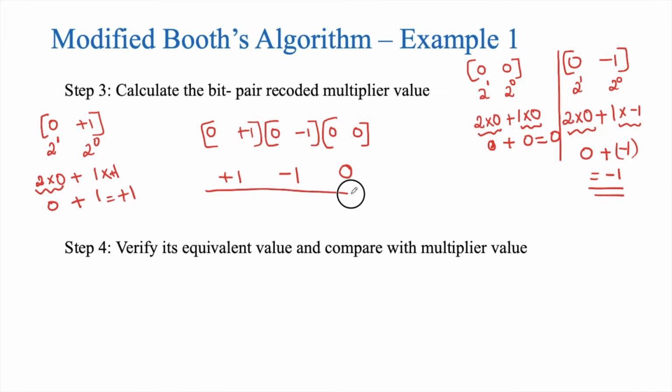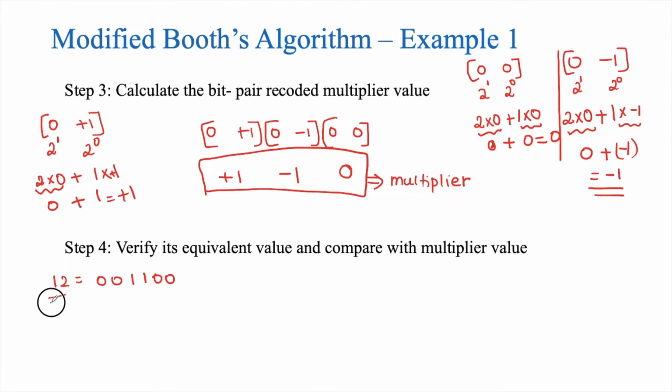So therefore plus 1 minus 1 0 is now the multiplier value, which is nothing but the bit pair recoded equivalent of the original multiplier. Now we have to check whether this plus 1 minus 1 0 is equal to the original value of the multiplier. What is the multiplier binary value that we have assumed? We assumed it to be 0 0 1 1 0 0, and we said that it is nothing but 12. Right, now we have plus 1 minus 1 0. Whether this is equal to 12, we have to check.